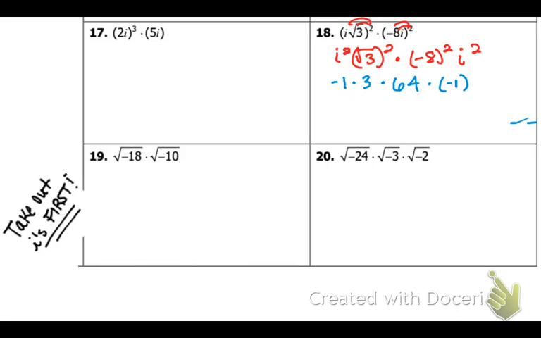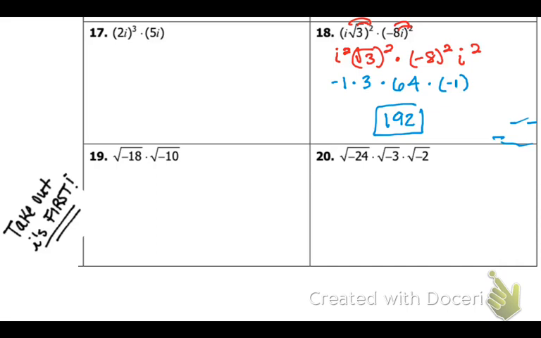And now you have no i's left over. So then you would just have to multiply them. So you would have your 3 times your 64, you'd get 192, and then times your negative 1 and your negative 1, which makes it a positive. So you're going to end up getting a positive 192.